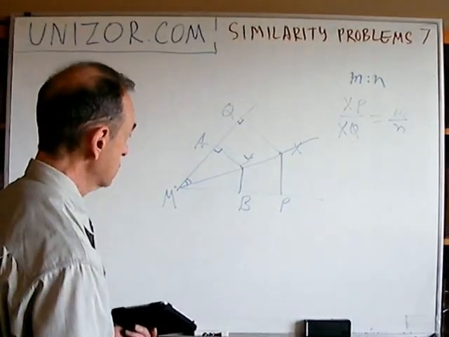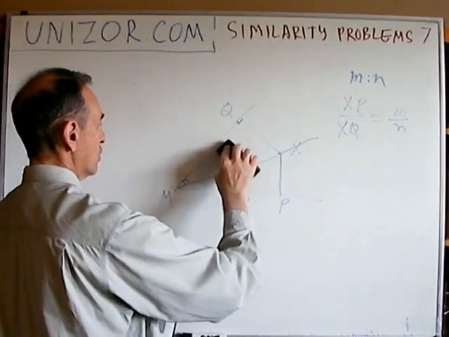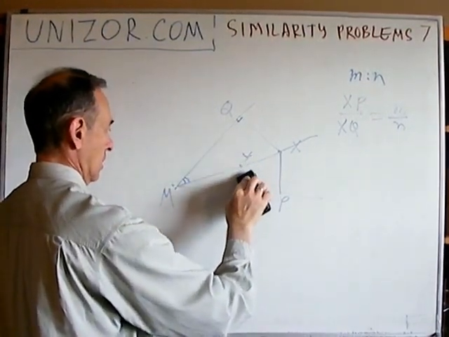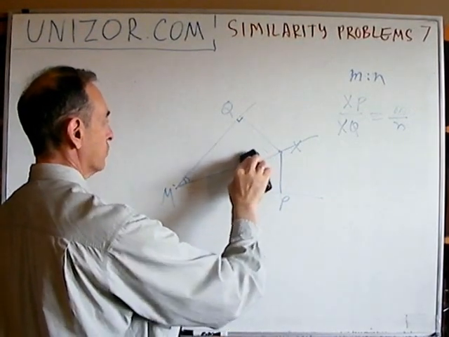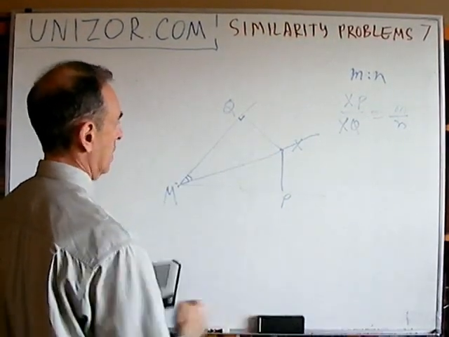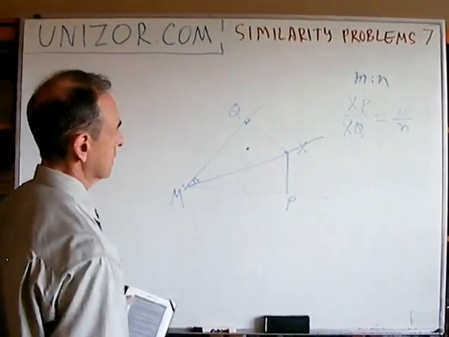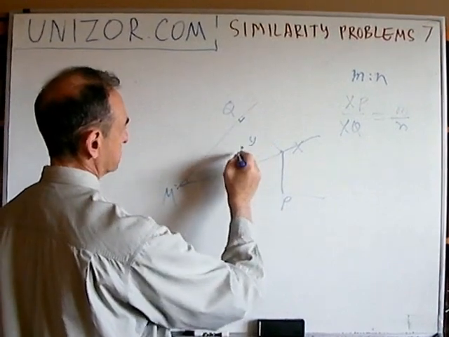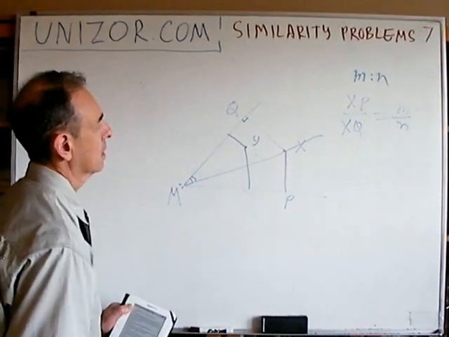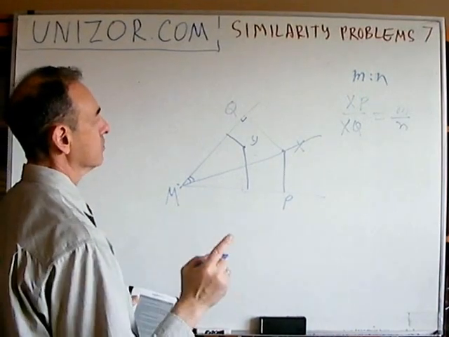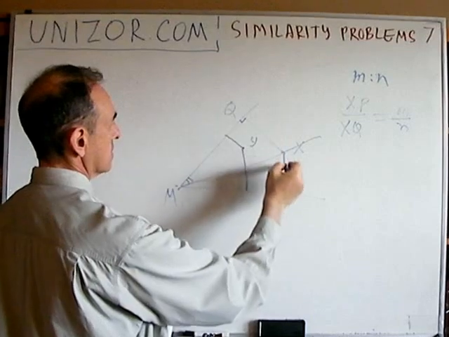So let's just assume that we have some other point which is not on this ray, and try to prove that it's impossible to have the same ratio of distances. Let's say this is point Y. This is a distance, this is a distance. Now, how can we prove that the ratio of these distances is not the same as these?